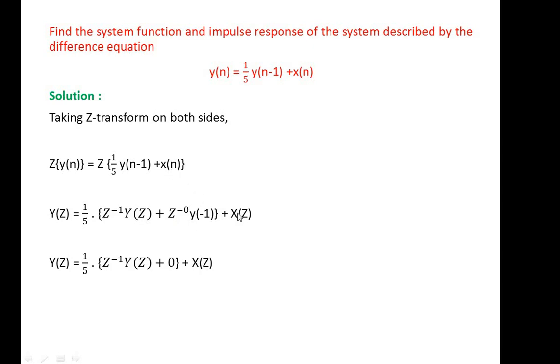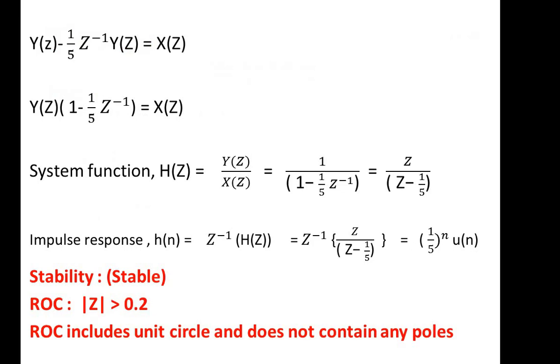And for x of n, we can write x of z. So after simplification, here we can write, because the simplification we are doing is y of n with the initial conditions, but here in the question we are not having any such values for initial conditions, so we can make this y of minus 1 as 0. So after making this initial condition as 0, now we can simplify this one, and at last we will be getting y of z in x of z.